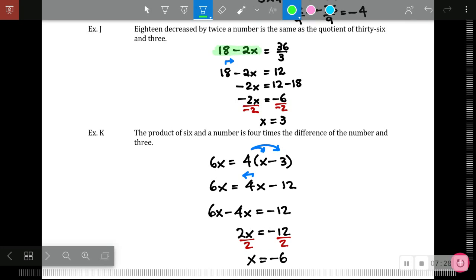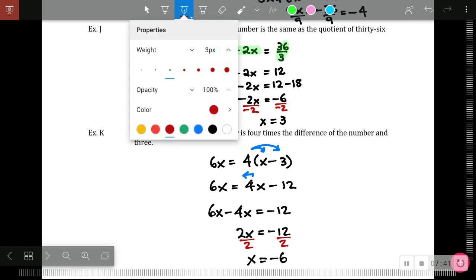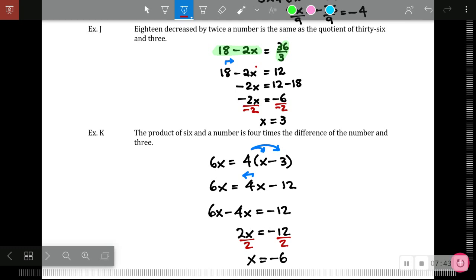18 decreased by twice a number is the same as the quotient of 36 and 3. Quotient of 36 and 3. Okay, you can see that I'm moving this 18 over to the other side. And then once you've done that, you've gathered all your variables on one side and you've got your constant numbers on the other side. Simplify 12 minus 18 and divide by -2 to finish the job.